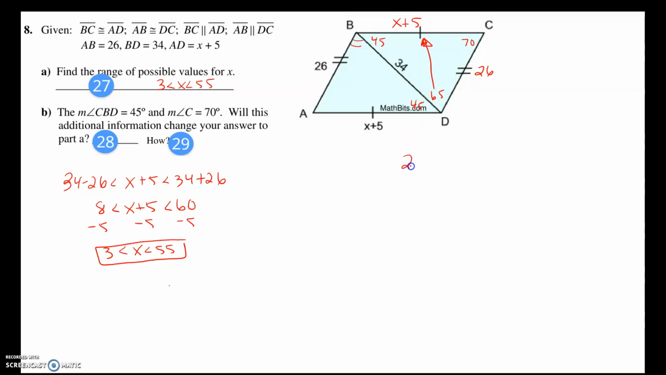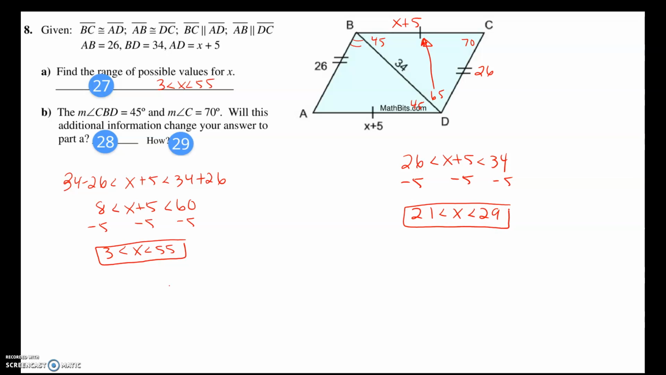So now I'm going to get 26 is less than x plus 5 less than 34. Again, this is because x plus 5 is across from 65 degrees, which is my medium angle, so this is my medium side. Has to be right in the middle. So now when I solve this, I'm going to subtract 5 from all three parts, and I get 21 is less than x less than 29.